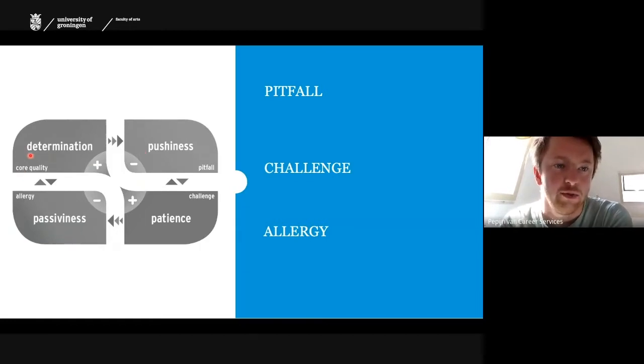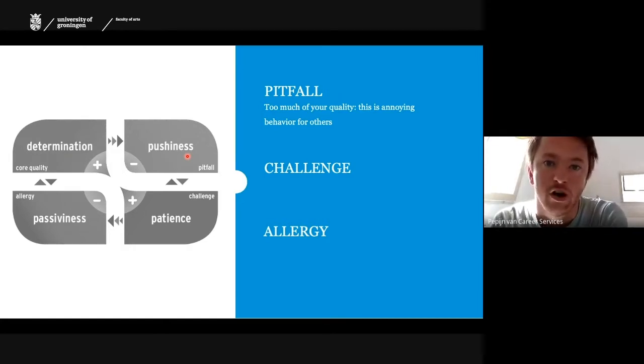So let's begin at the top left. This is a so-called quality. So also for you to check yourself, if you think you are determined, this might be a good core quadrant for you. So it starts with a core quality, but according to the core quadrant, too much of something is never good. So too much of determination leads to your so-called pitfall. And in this case, if you are too determined, other people might think you're being very pushy. So that is your pitfall, too much of your quality, and that is annoying behavior for others.